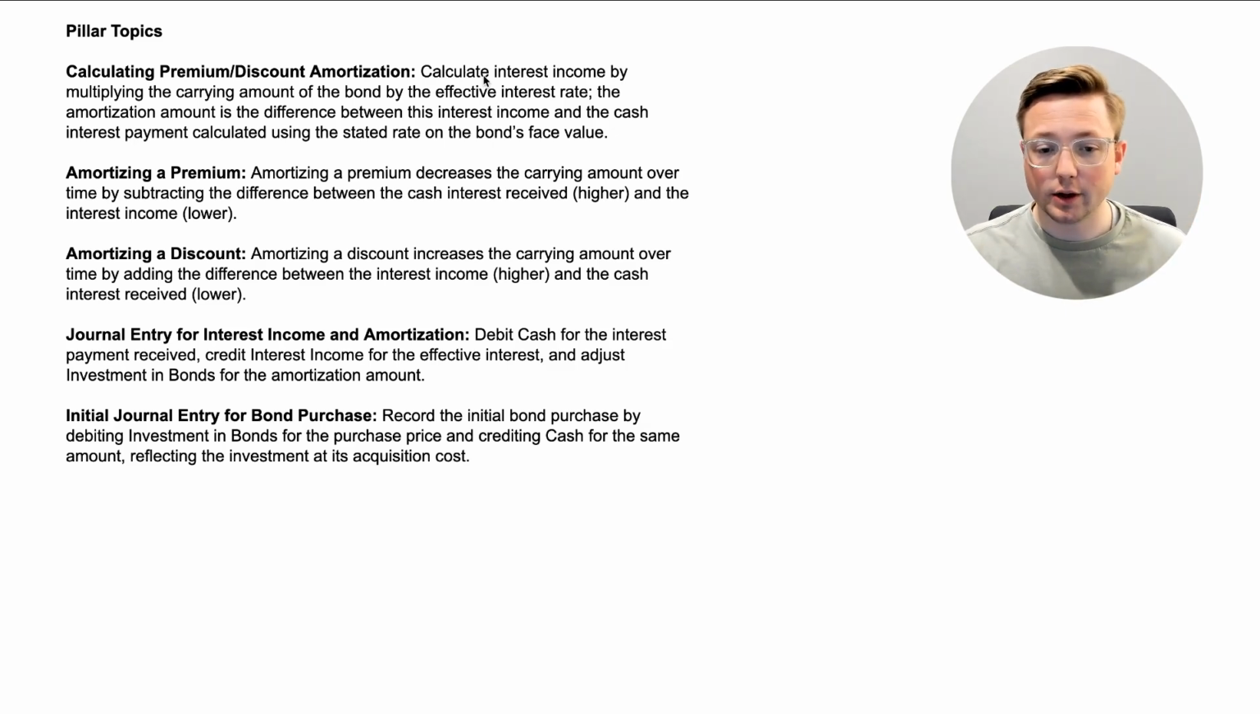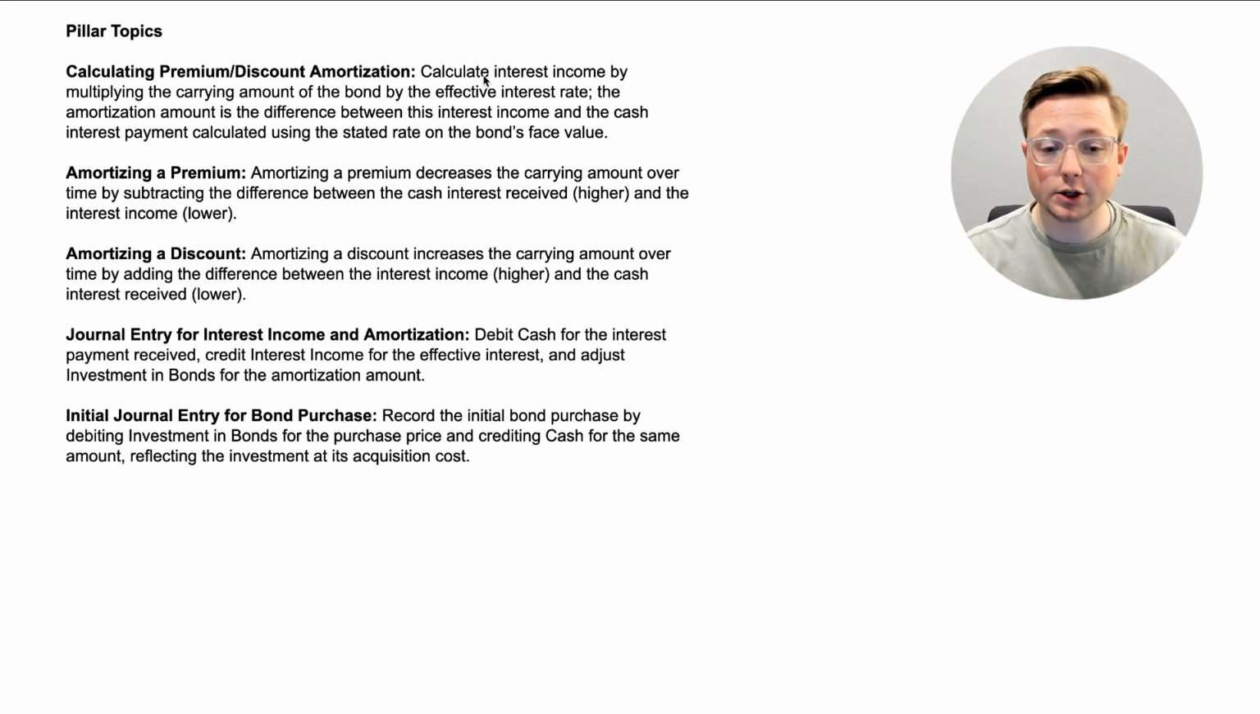Now, the journal entry for the interest income and the amortization: you're going to be debiting cash for the interest payment received. You're going to be crediting interest income for the effective interest. And again, the effective interest is how much interest income you would have received if it was on the market value. And adjust the investment in bonds for the amortization amount. And that is going to be a debit or a credit, depending on if it's a discount or a premium.